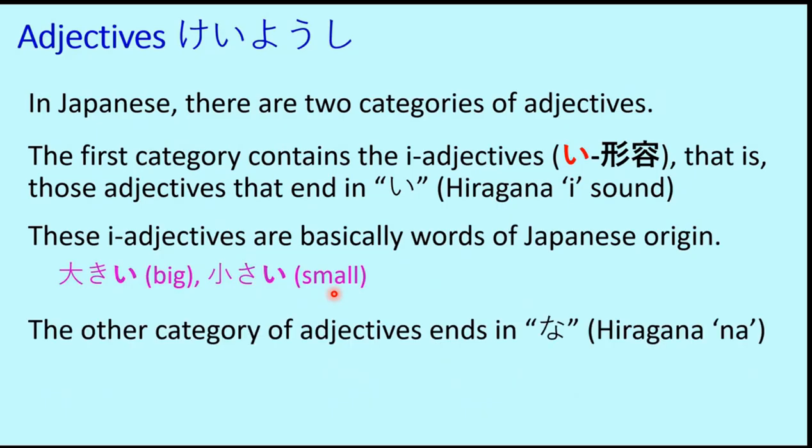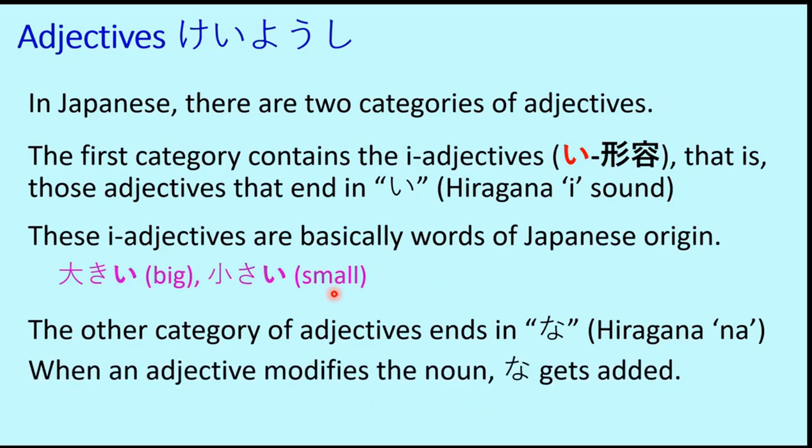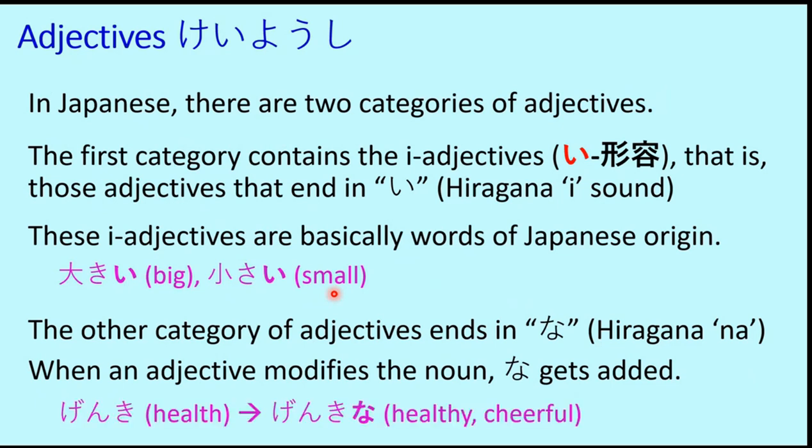Then there is another category as well that ends in the na sound, hiragana na. When an adjective modifies the noun, then na gets added at the end and we get na adjectives. So one example is genki, which means health, which is a noun, and genkina is healthy or cheerful. So in this way, this is a na adjective. So in today's lesson, we are going to focus only on the e adjectives. So na adjectives we will look into in a future lesson, so not today. So let's move ahead with the e adjectives for today.